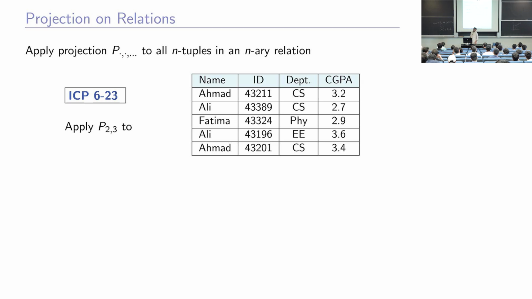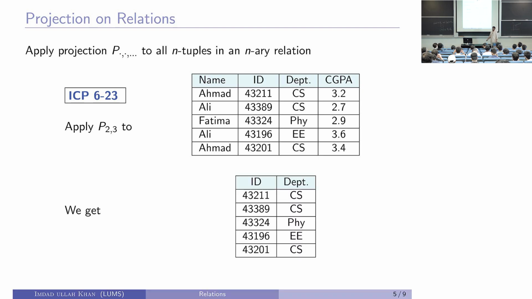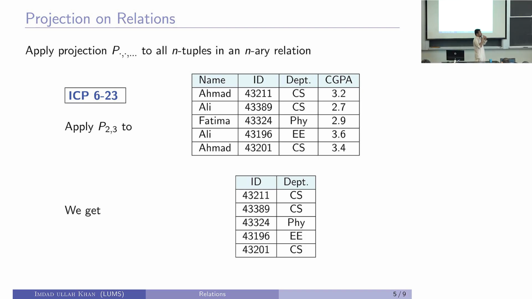Keep the ID and the department columns and remove the name and CGPA columns, right? So this is what we will get. Okay. One quick thing, this is just one last thing that you should have come up with yourself. If you apply a projection on a relation, you get another relation, sometimes a lower dimensional relation with lower degrees, fewer domains, fewer columns. But it's still a relation.